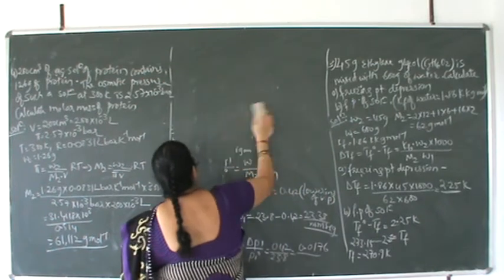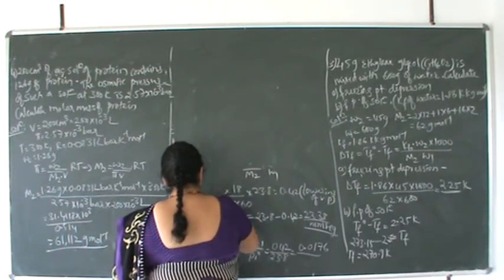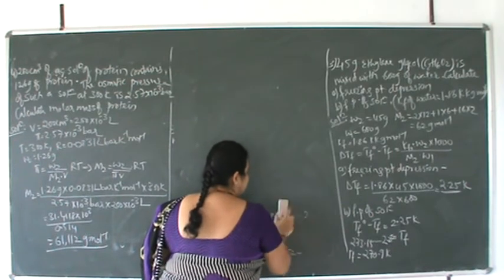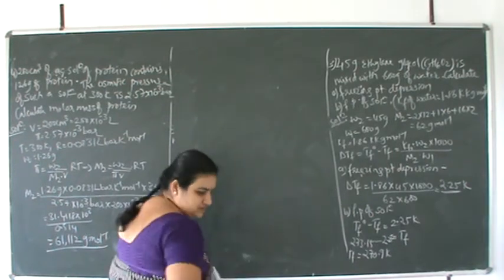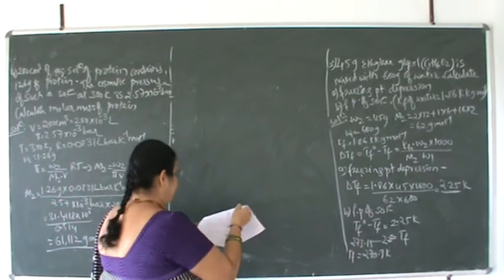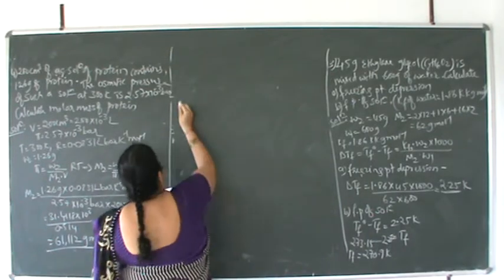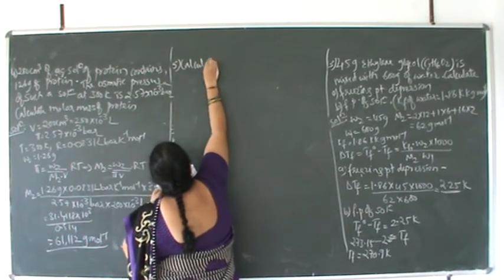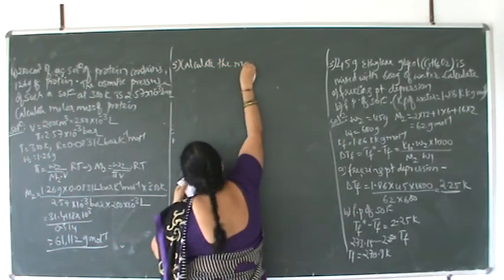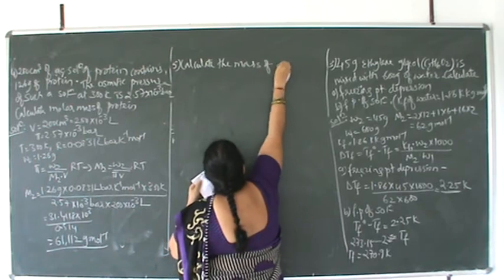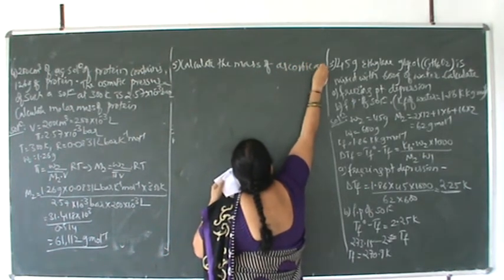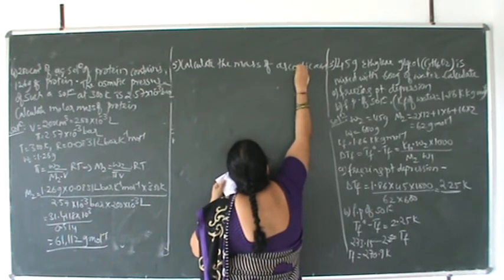Another problem I will solve in the osmotic pressure. So take down the formula or problem. Calculate the mass of ascorbic acid. It is vitamin C.